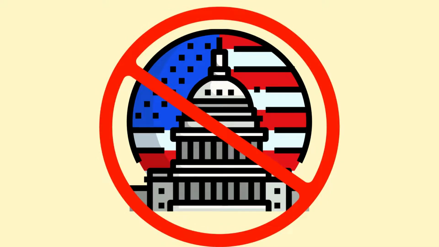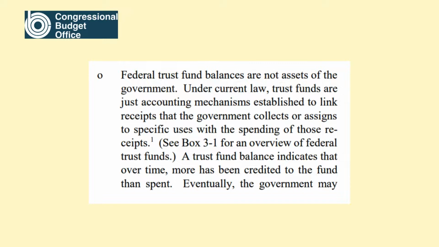The only reason we have a Social Security trust fund is because that's what Congress decided to call it. It doesn't mean the government has any fiduciary responsibility to keep that money safe and hold it for future participants. The Congressional Budget Office also says that the federal government's trust fund balances, including Social Security, are not assets of the federal government because there's no money in there. Under current law, trust funds are just an accounting mechanism. The counter is established to link receipts. Here's all the money we ever collected versus how much we've ever paid out.